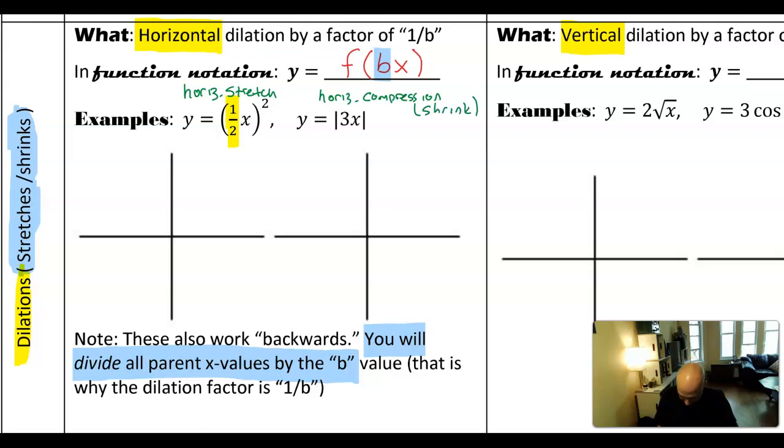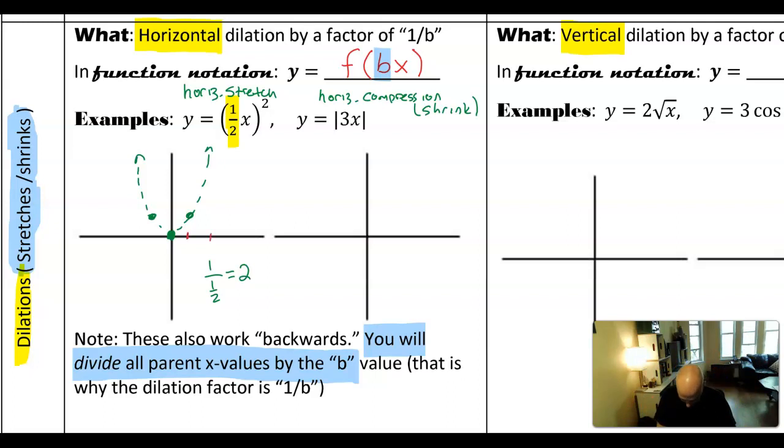So let's start with the parent. In this case, the parent is x squared. And I'm actually going to draw a couple key points on x squared here. I'm going to be a little more precise with the parent. One half x squared says that you divide all the x values by 1/2. Well, 1 divided by 1/2 is actually 2. So the transformation of this is a horizontal stretch by a factor of 2.